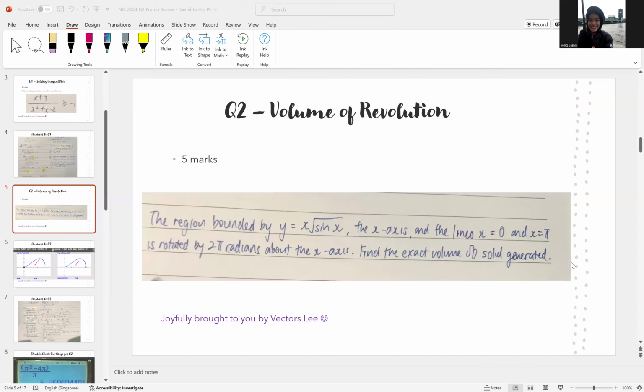In case you cannot visualize, the best thing to do in this topic is to use a GC. So I'm going to use my GC online and I'm going to show you how exactly to do it. I'm going to switch to my GC now. Please give me a moment.